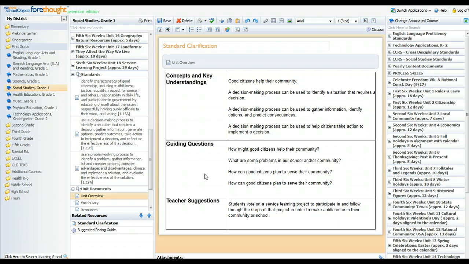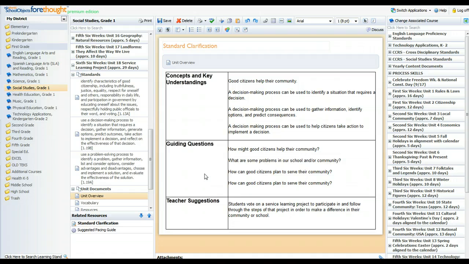First, we look at your unit overview, and you only have one unit this time around. We're doing a service learning project. Our key concepts and understandings in this unit are that good citizens help their community. A decision-making process can be used to identify a situation that requires a decision. A decision-making process can be used to gather information, identify options, and predict consequences. And a decision-making process can be used to help citizens take action to implement a decision.